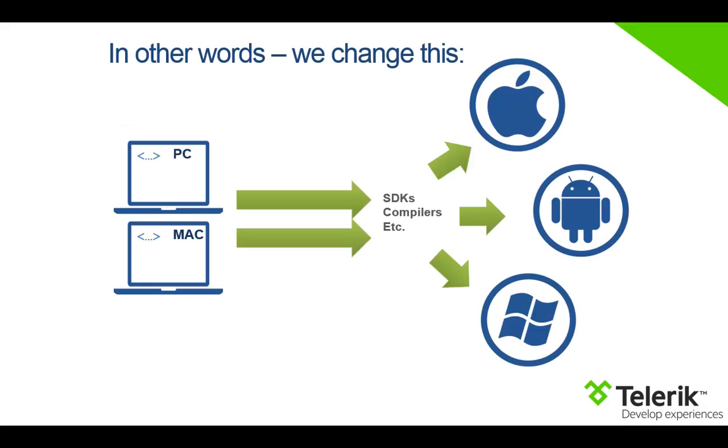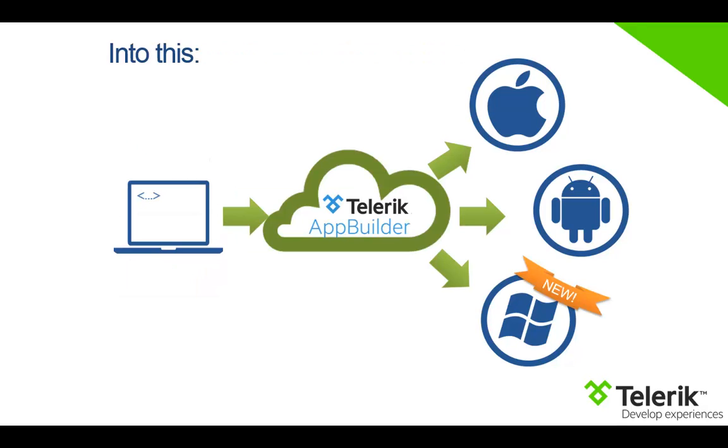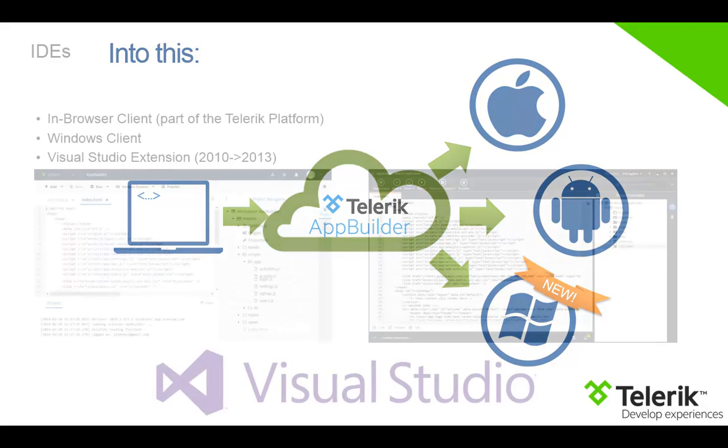We're going to change this where you're going to program on your PC or your Mac, and you're going to push through some SDKs and compilers and end up delivering iOS, Android, and Windows executables. No. Let's make it this. Whatever device you're programming on, you're going to submit your application code through Telerik AppBuilder, and we're going to give you iOS, Android, and now Windows Phone executables. That's tremendous. That's less for you to worry about, less to manage, and it's all being taken care of by Telerik.